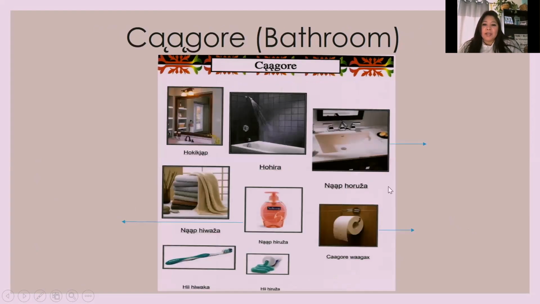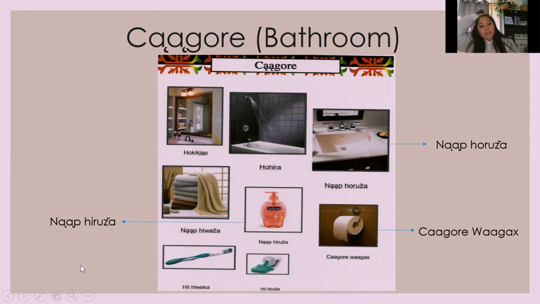Next, we have the changare. So we have changare wagach, toilet paper, and this is like changare, toilet paper. And then we have the nap horuja. So nap is your hands, and then you're washing your hands, okay? So that's the sink, nap horuja. And then for soap, it's nap hiruja. Not horuja, nap hiruja is the soap. Alrighty?